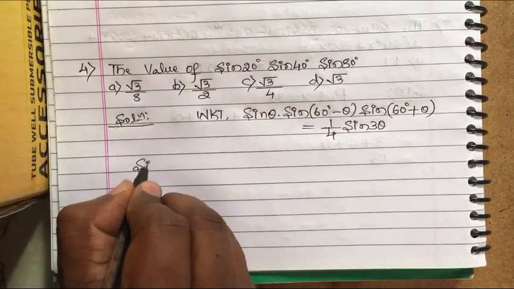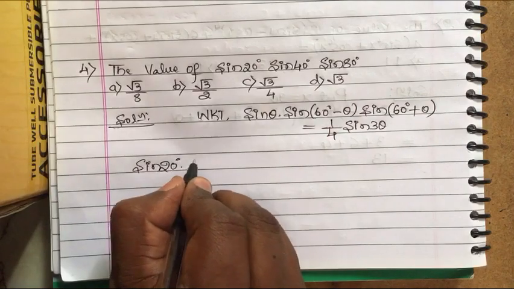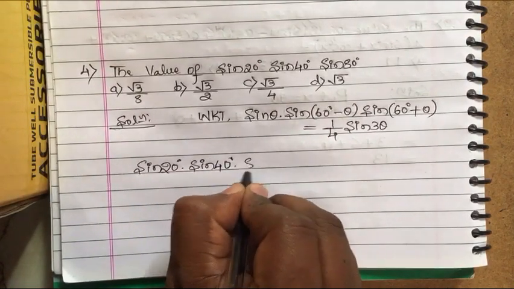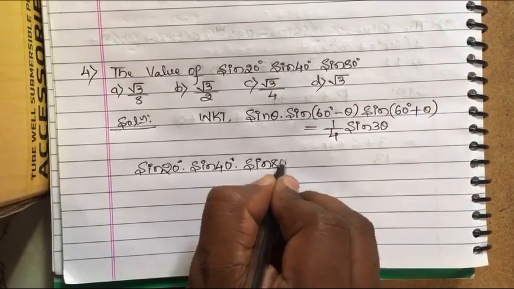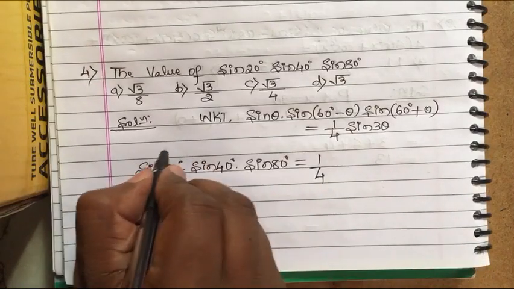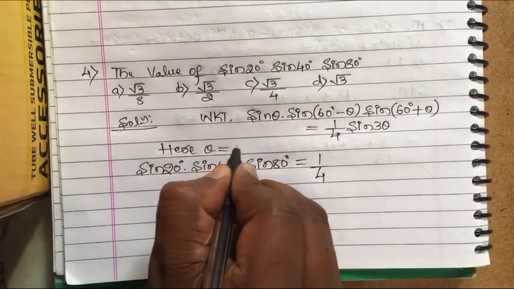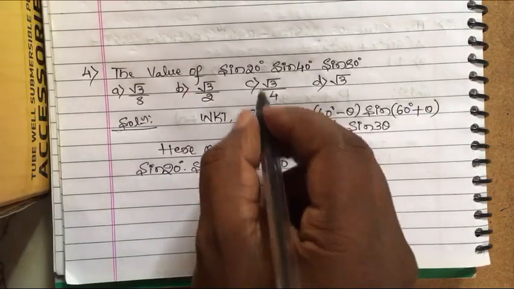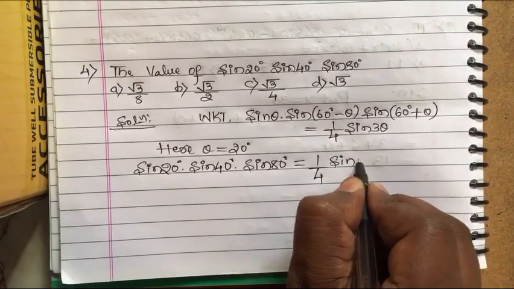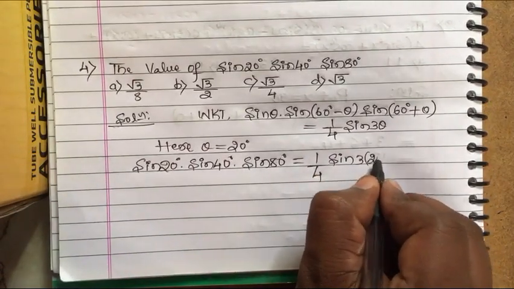Therefore sine 20 degree into sine 40 degree into sine 80 degree is equal to 1 by 4 sine 3 theta. So here theta will be 20 degree. We have to take theta as the lowest angle. Here the lowest angle is 20 degree. Theta is nothing but 20 degree.